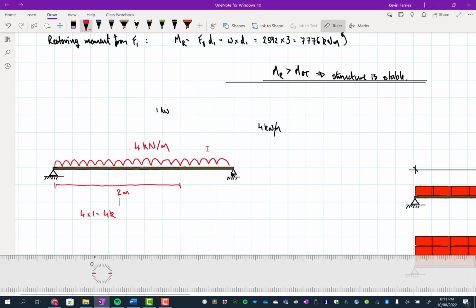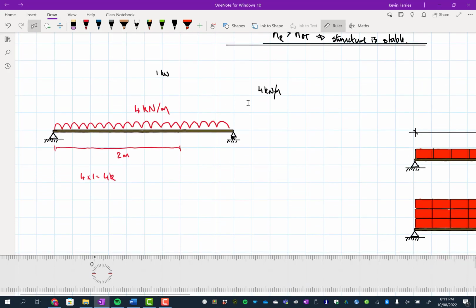If you've got a line load of 4 kilonewtons per meter, all you'd be saying is, well, it's 4 kilonewtons per meter, 2 meters. So the total load on a 2 meter length would be 8 kilonewtons. And so that's basically why we use line loads. Now, there's another way we can think about these different line loads.